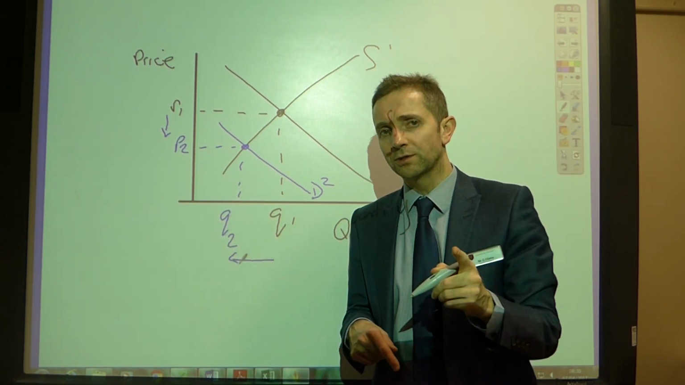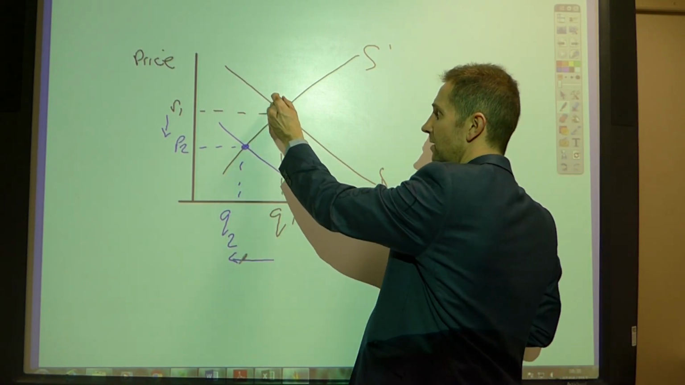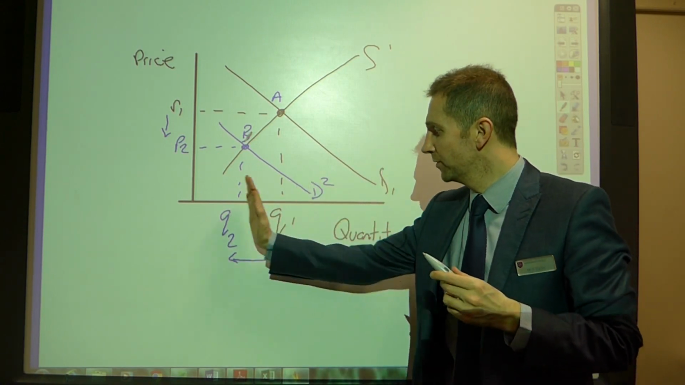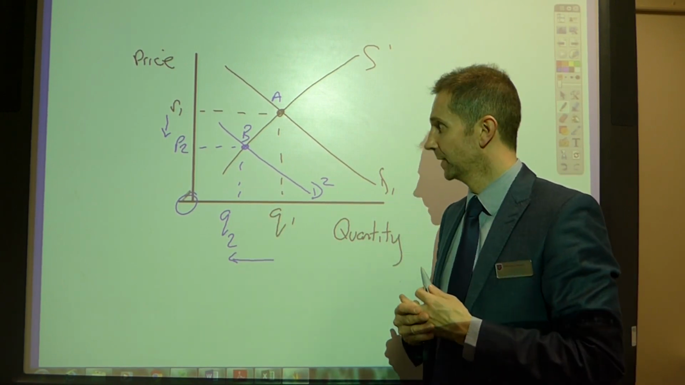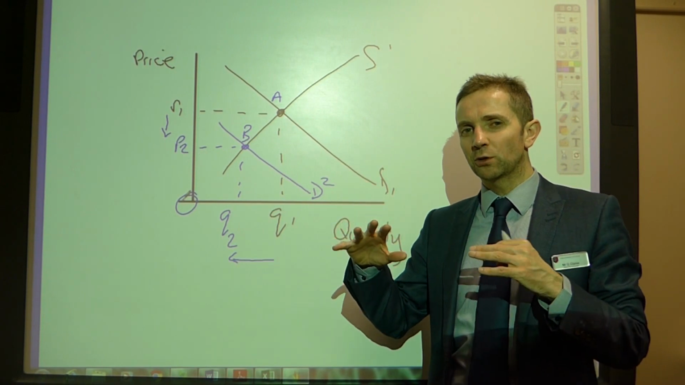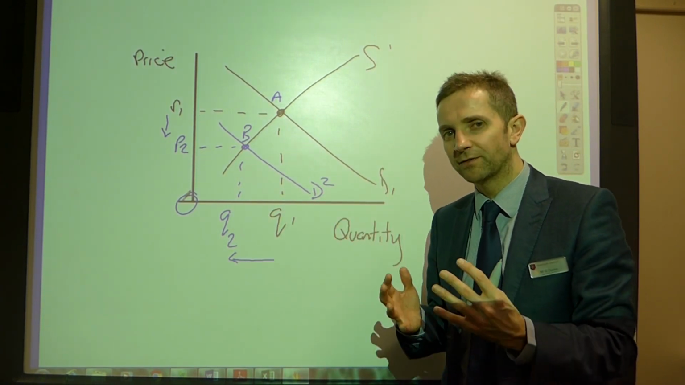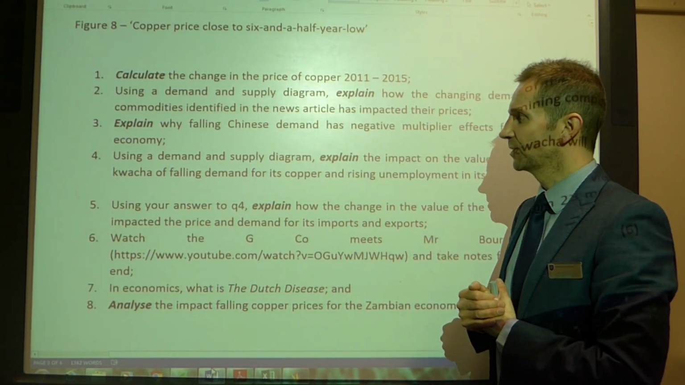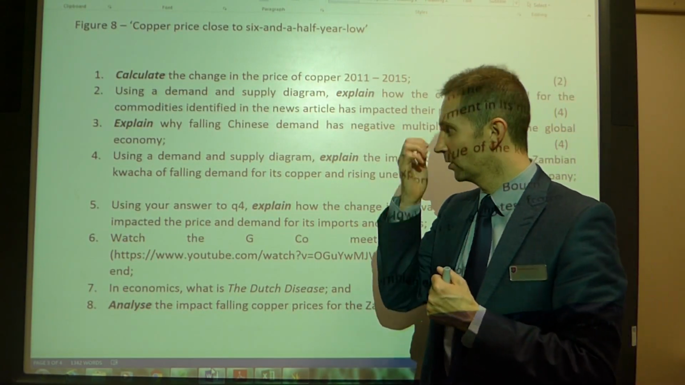And very important to note, it's the quantity demanded and supplied. So we're going from A to B, quantity demanded and supplied, moving toward the origin and therefore reducing. And so that would be our answer, ladies and gentlemen. Do make sure that you can explain and analyse these diagrams in full, as I have discussed before on previous videos. Okay. Explain why falling Chinese demand has negative multiplier effects on the global economy.